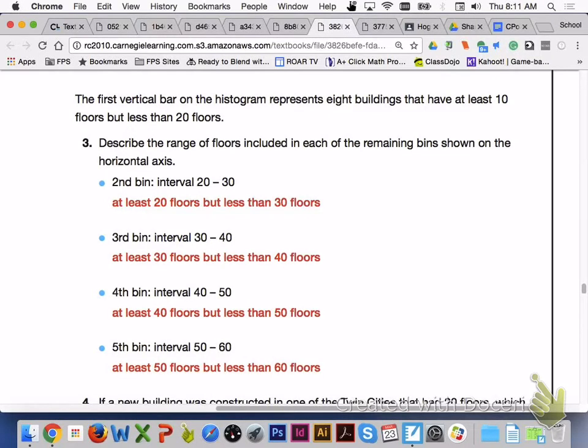For number 3, the second bin has at least 20 floors but less than 30 floors. The third bin, at least 30 floors but less than 40 floors. The fourth bin, at least 40 floors but less than 50 floors. And the fifth bin, at least 50 floors but less than 60 floors.